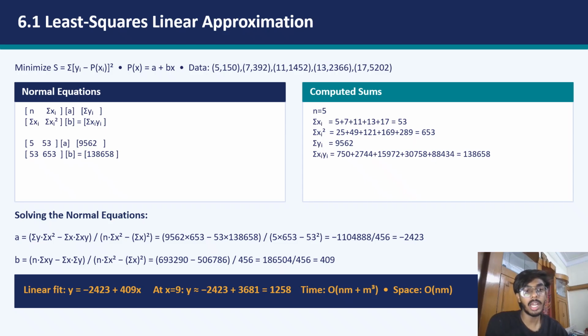The normal equation we can write as the matrix 5, 35, 35, 653 times a, b equals 9562 and 138658. We have converted it into the matrix and computed the sums of the given data. Solving this normal equation, we obtain the values of a and b, which are minus 2423 and 409. We get the linear fit with time complexity of order of n times m plus m cube, and space complexity of order of mn.